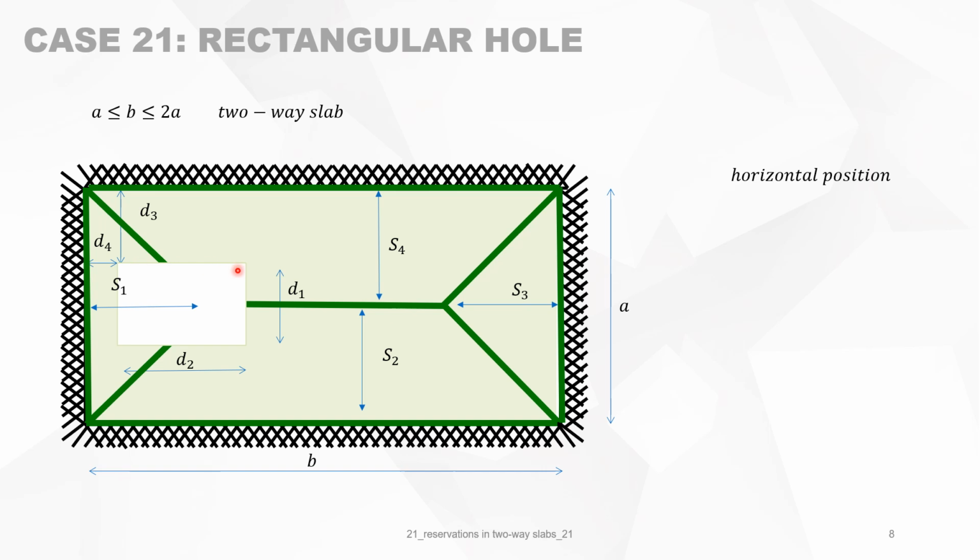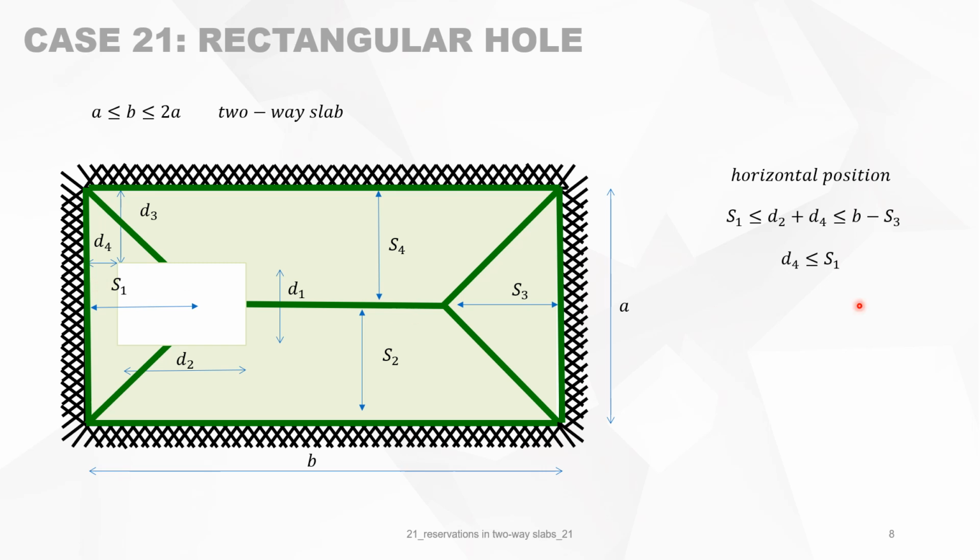The horizontal position of this type 21 reservation is that D2 plus D4, it means this side of the reservation must be at all times on the left-hand side of this yield line, and the back side or the other side of the reservation must also be on the left-hand side of this yield line. So you see that D2 plus D4 must be smaller than B. This is B minus S3, so it will not go further than this. And it must be bigger than S1, so this cannot go further than the other side.